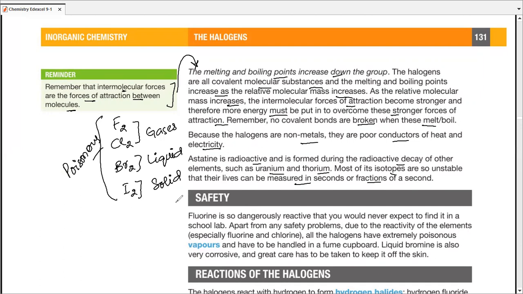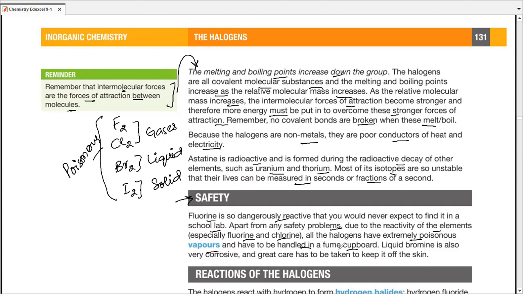So we need to understand the safety precautions. Fluorine is dangerously reactive. You never find it in a school lab. Apart from any safety problems due to the reactivity of fluorine and chlorine with most of the substances around them, with air, with water, they are extremely poisonous and present in terms of vapors, so they're handled in a fume cupboard. Whenever we do any experiments with fluorine or chlorine, or if we are trying to produce them as a result of an experiment, we do the experiments in a fume cupboard.